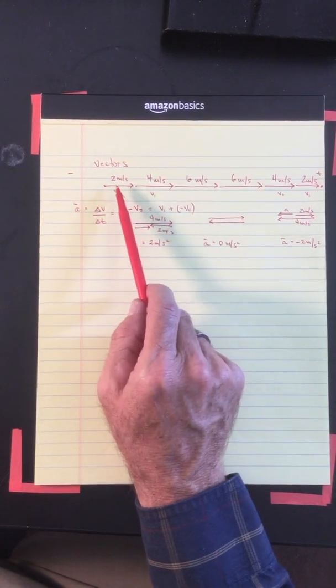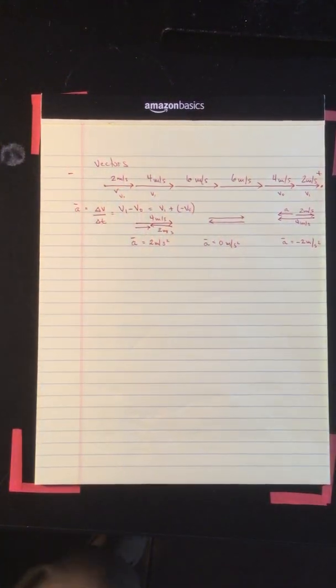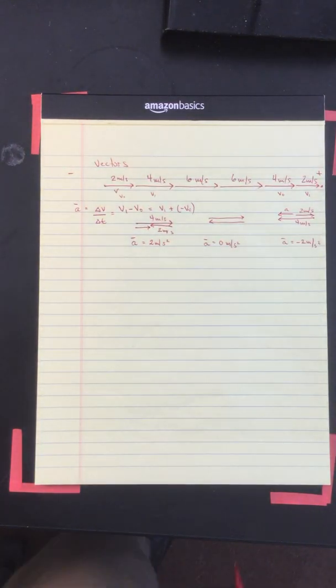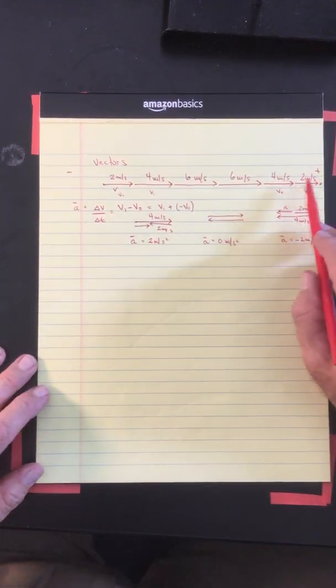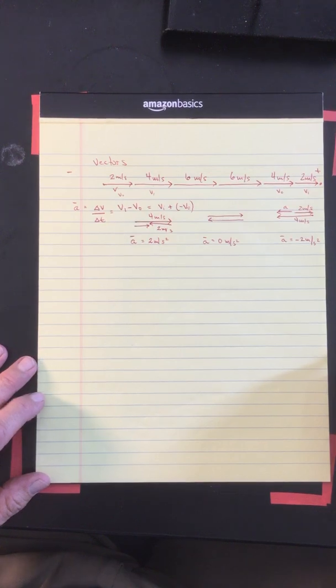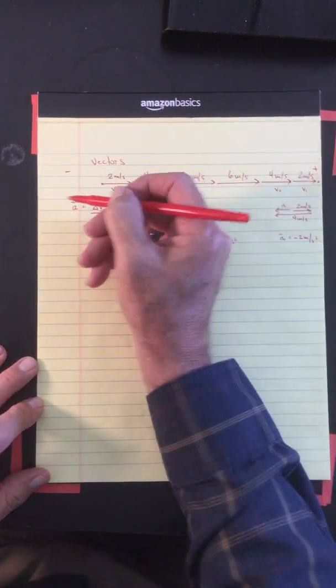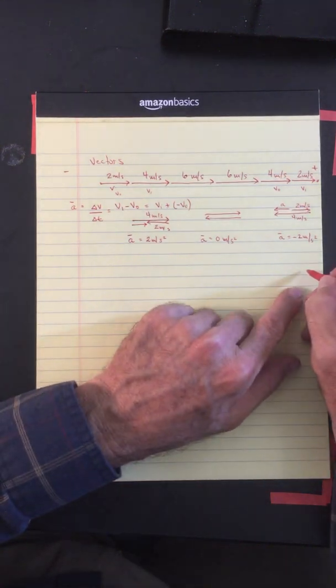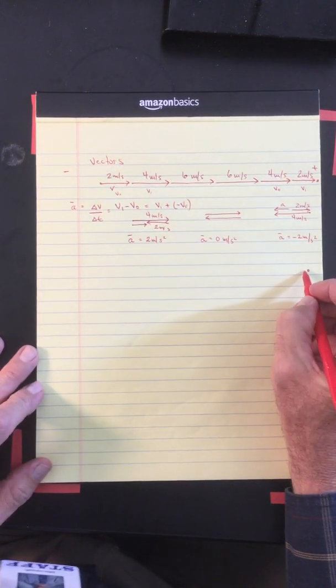So when you're going in the positive direction, if you're increasing your velocity, you're going to have a positive acceleration. If your velocity is not changing, you're going to have zero acceleration. If your velocity is decreasing, you'll have negative acceleration. But let's say that we now stopped, and now we're going to move backwards in the negative direction. Okay, so let's draw what this would look like.